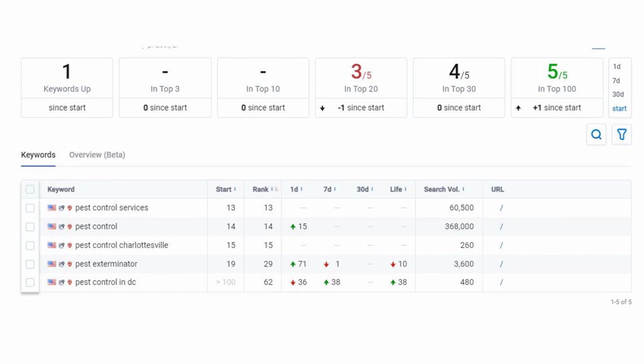Okay, so this is a pest control business, and you can see there we've had two very big jumps in a single day. And another one there which has fallen today but is still up 38 spots, so that's just bouncing around, but that's fine. I'm pretty confident that that'll land in our favor when it does settle. And these are pretty tough keywords here, some of these. Let me just move on to the next one.